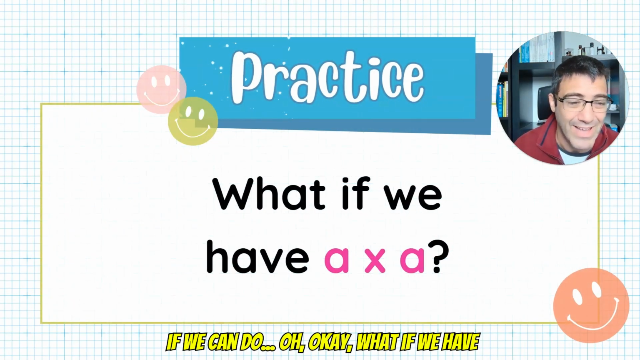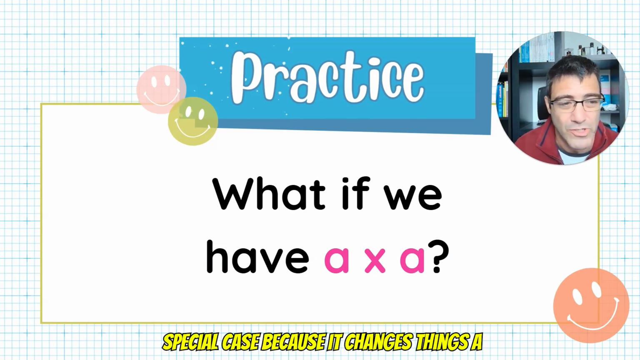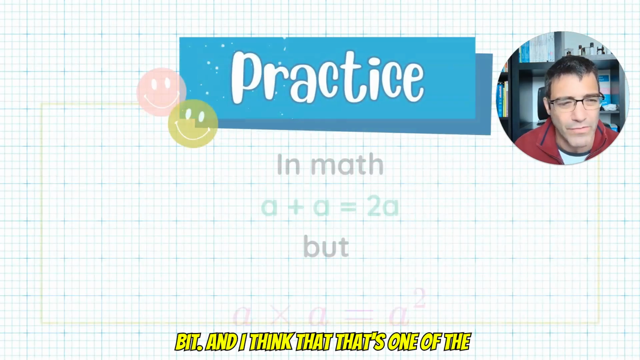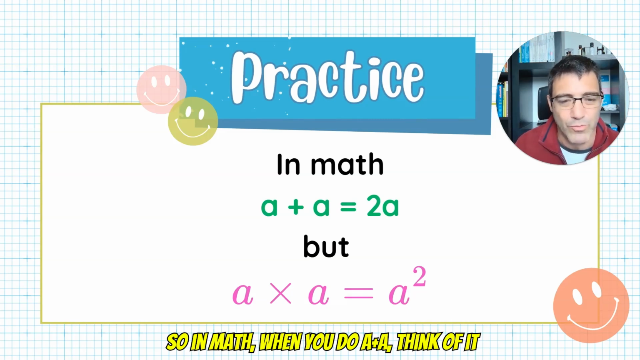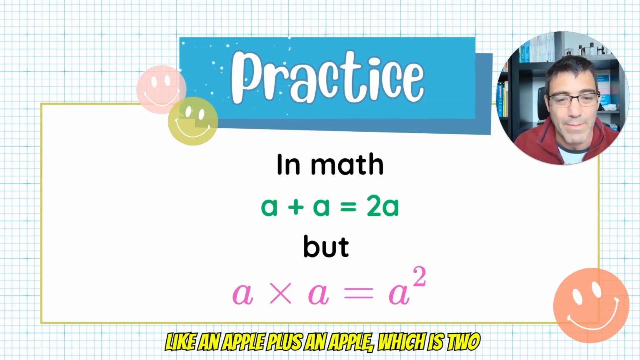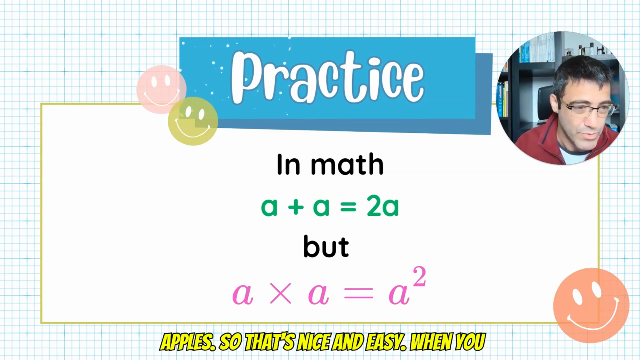Oh, okay, what if we have a times a? So this is a little bit of a special case because it changes things a bit. And I think that that's one of the main difficulties that kids have. So in math, when you do a plus a, think of it like an apple plus an apple, which is 2 apples. So that's nice and easy.